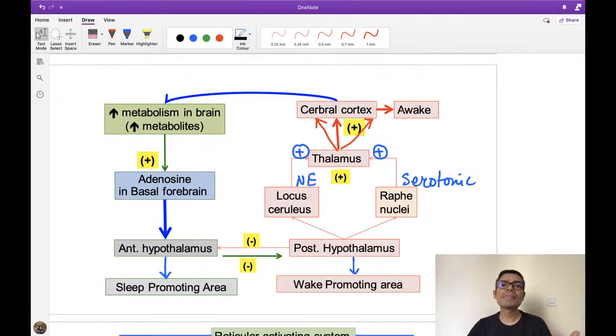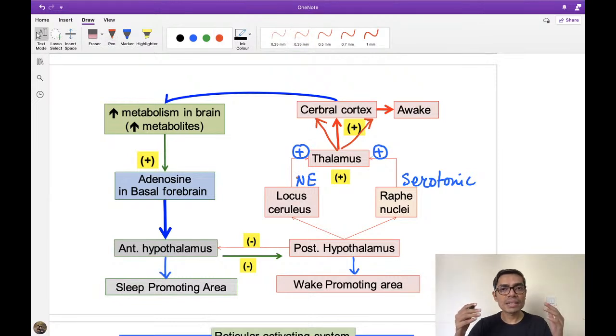How is the thalamus active? By some brain area which is a part of the reticular activating system. All of you know the reticular activating system. What is the reticular activating system? They are nothing but multiple nuclei, and one of the important nuclei are the locus coeruleus and the raphe nucleus, and they are producing this norepinephrine and serotonin, and they are stimulating the thalamus, and the thalamus is stimulating the cerebral cortex.